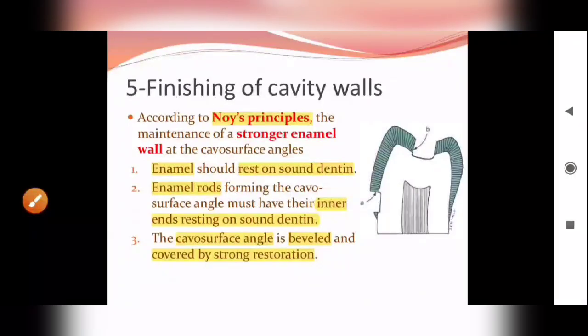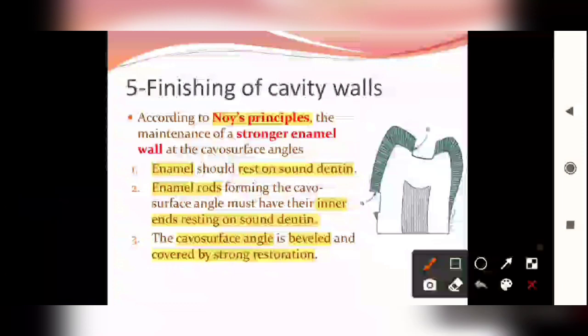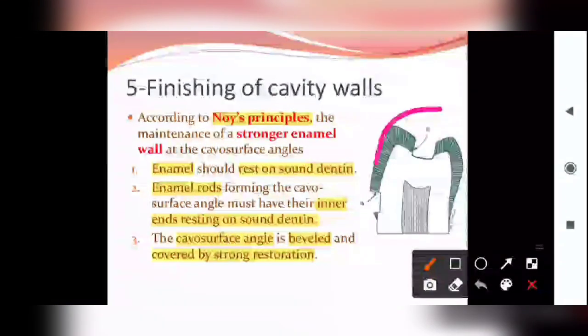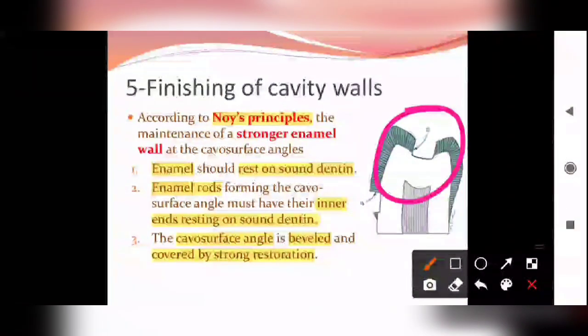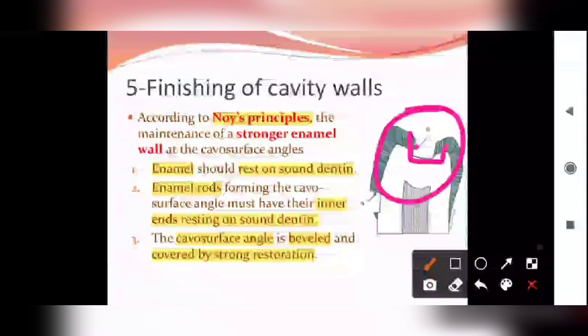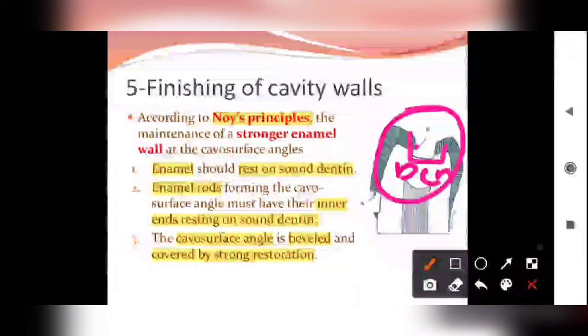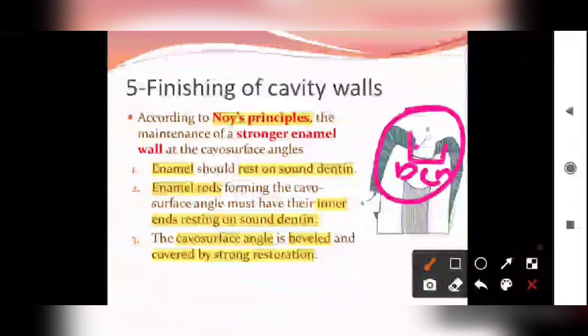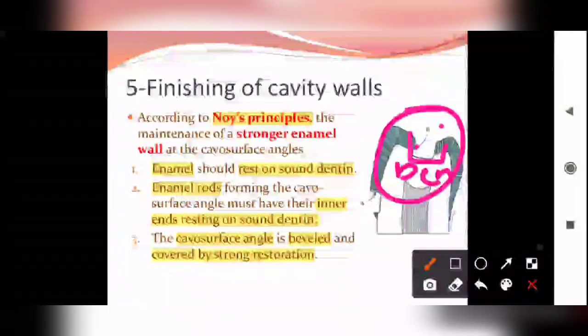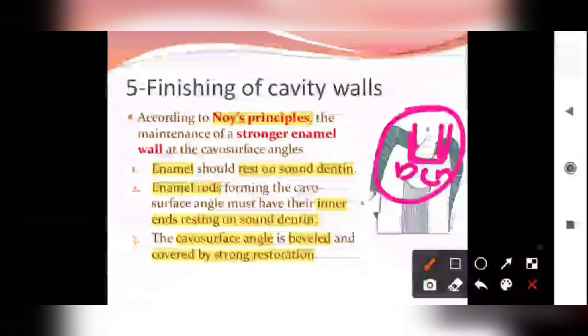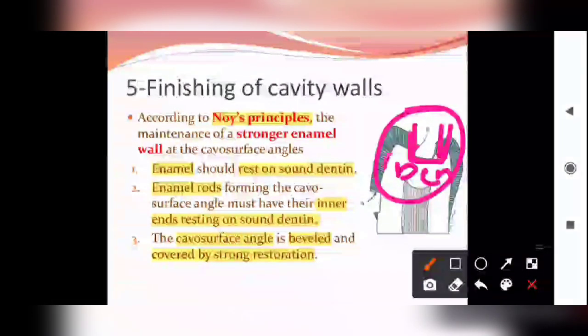After the convenience form, another step is the finishing of the cavity walls. What we do in finishing of the cavity walls is that enamel should rest on sound dentine. This is the enamel, and this is the dentine. The dentine should be clean and not have any pathology. So we have removed all the debris and all the caries that is present, and we have a clean cavity under which we have sound dentine not having any pathology. It is the first point in finishing of cavity walls.